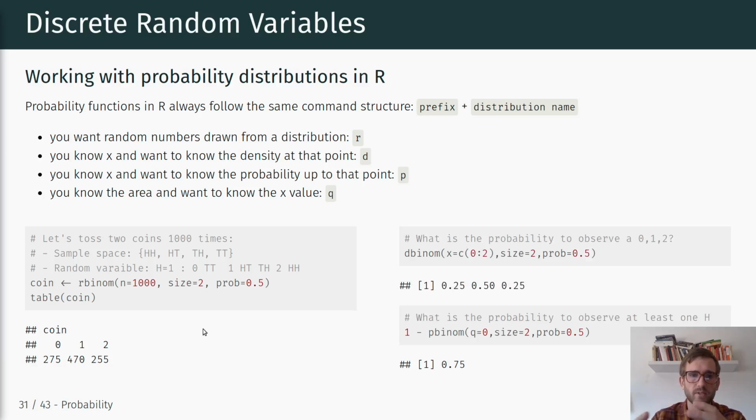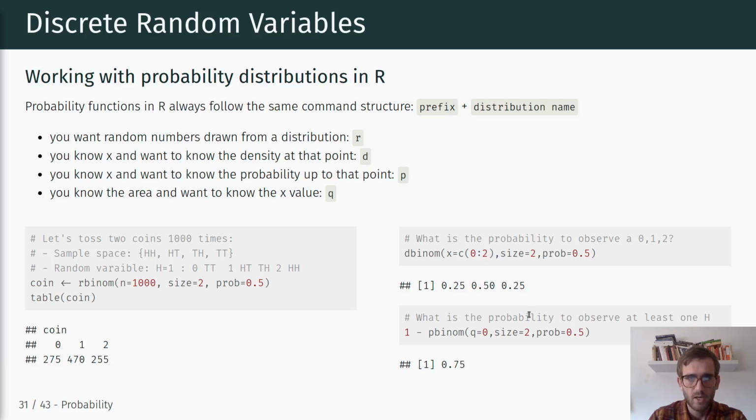We can do a couple of other things. For example, we could ask what is the probability to observe a 0 or a 1 or a 2 heads, and we again do this using the dbinom command, where we can get the result of the probability mass function for different values like 0, 1, and 2. Again, for a binomial distribution with two coin flips and the success probability of 0.5, and we get directly a vector of these probabilities.